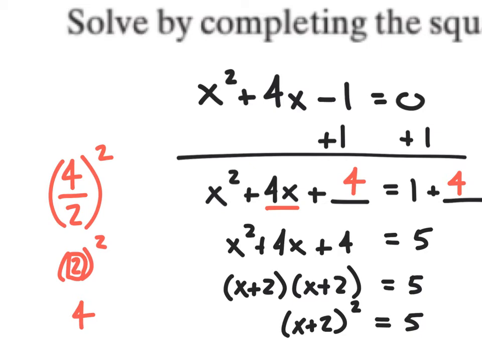But it's this act of creating this. You have to come up with this, and the way you do that is you take your middle term, divide it by 2, and then you square it, and then you're good.